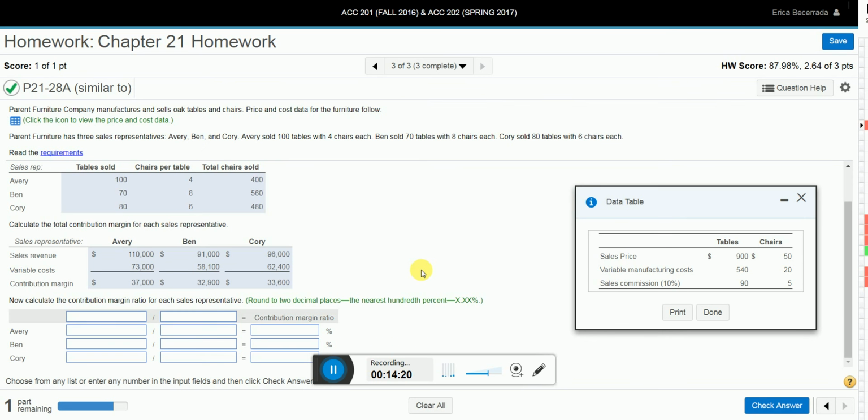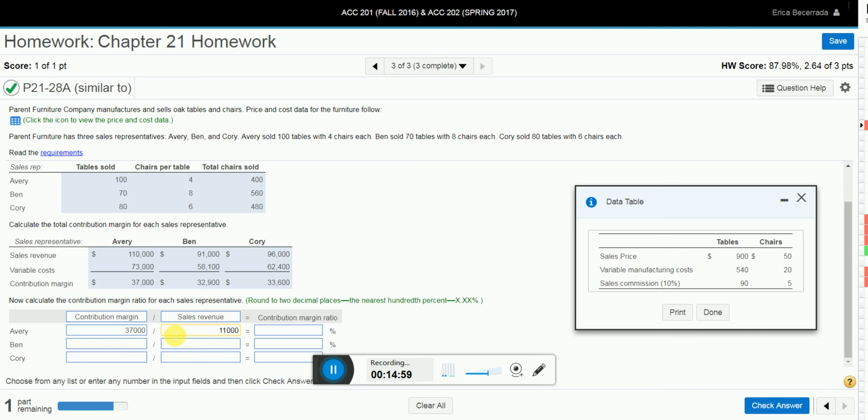Alrighty. Now we're going to calculate the contribution margin ratio for each sales representative. Okay, now to do that, what we need to do is take the contribution margin and divide that by the sales revenue, and that will give us the contribution margin ratio. Now, for Avery, we know his contribution margin is $37,000, and his sales revenue is $110,000.